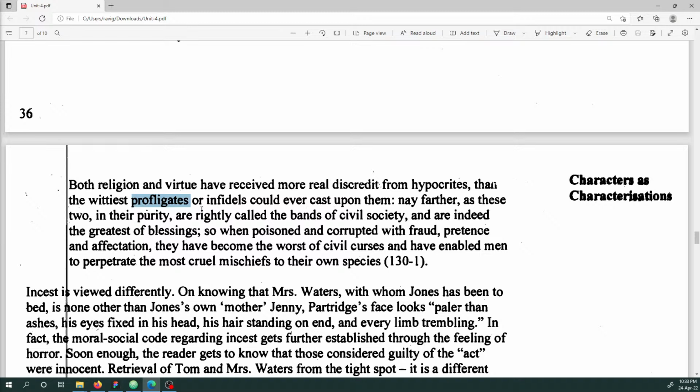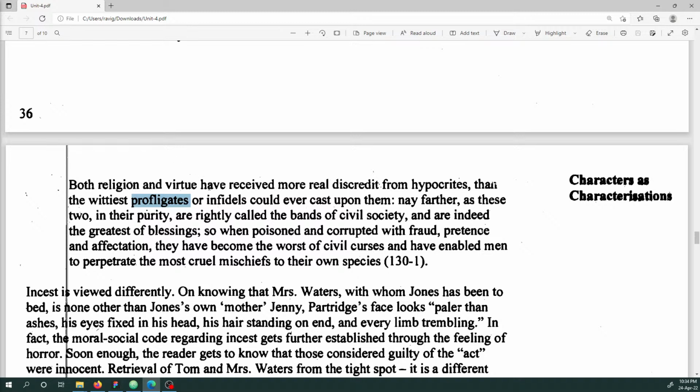Than the wittiest profligates or infidels could ever cast upon them. Nay, Father, as these two, in their purity, are rightly called the bonds of civil society, and are indeed the greatest of blessings, so when poisoned or corrupted with fraud, pretense and affectation, they have become the worst of civil curses, and have enabled men to perpetrate the most cruel mischiefs to their own species. I'll read this again.